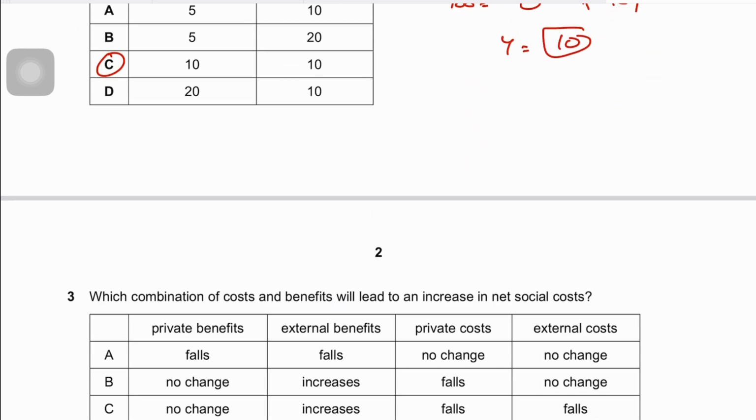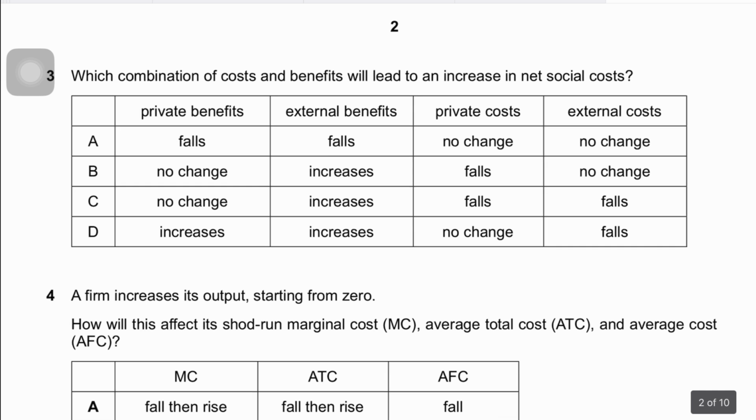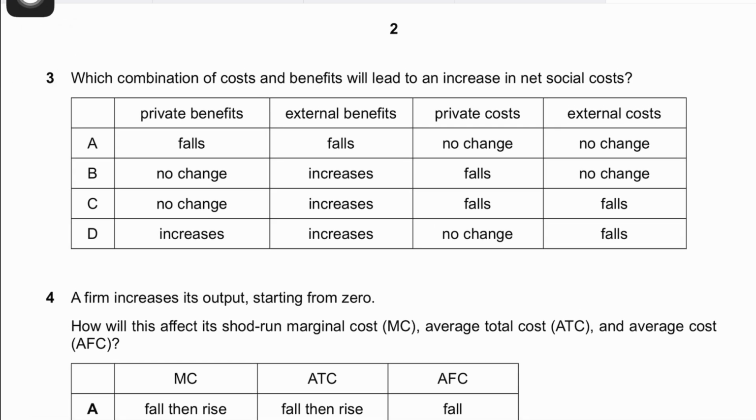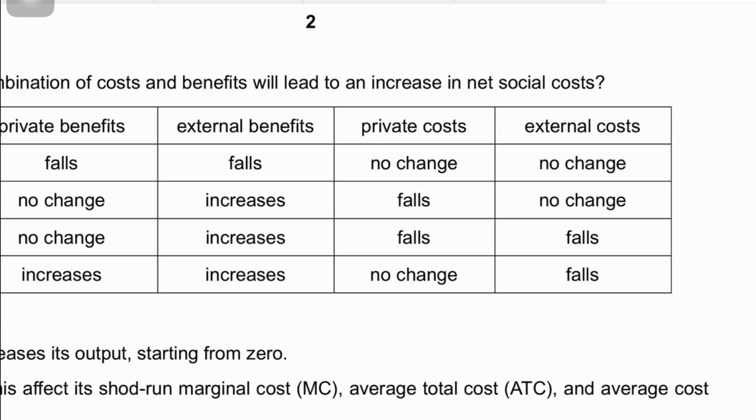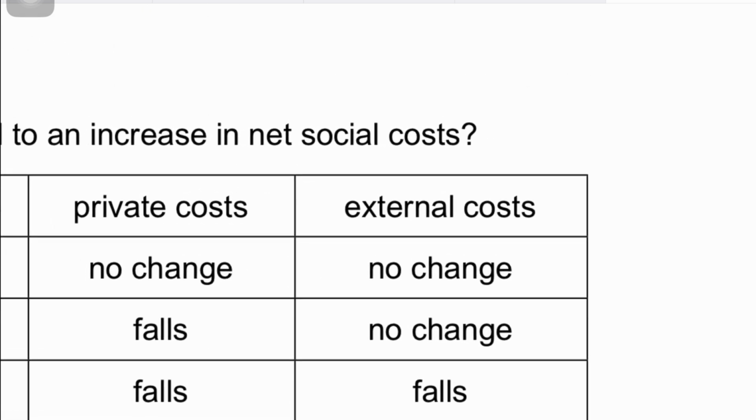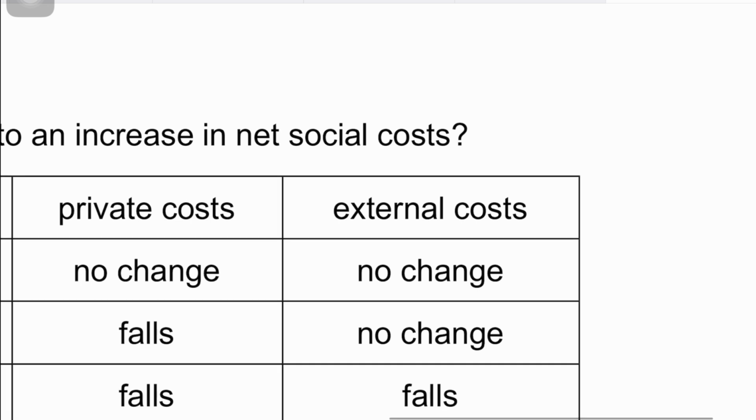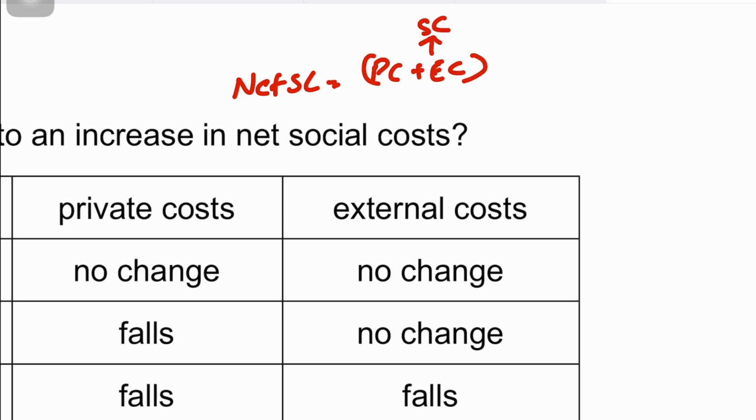The next question, number 3, says which combination of costs and benefits will lead to an increase in net social cost. Okay, so basically net social cost is calculated as the difference between your social costs and your social benefits. Net social cost would be private cost plus external cost, which sums up to social costs, minus your private benefits plus your external benefits, which is your social benefits.